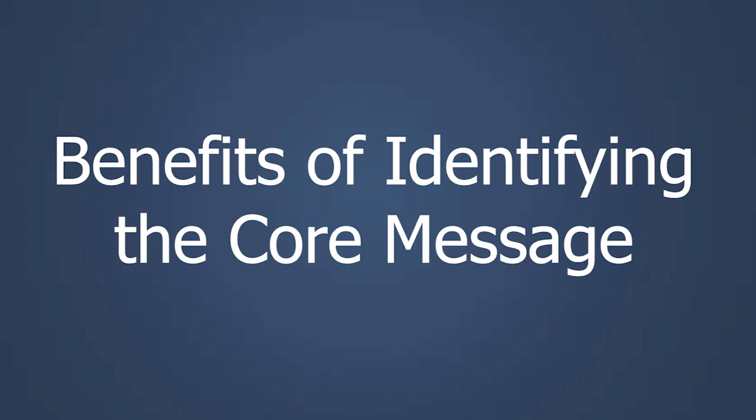Benefits of identifying the core message. Clarity. It brings clarity to your summary, ensuring that the most crucial information is conveyed. Relevance. Keeps the summary focused and relevant to the audience's needs. Efficiency. Helps in filtering out less important details, making the summary more concise and digestible. In conclusion, identifying the core message is a critical first step in condensing and summarizing information. It ensures that your summary remains focused, relevant, and useful to your audience, capturing the essence of the original content without unnecessary details.